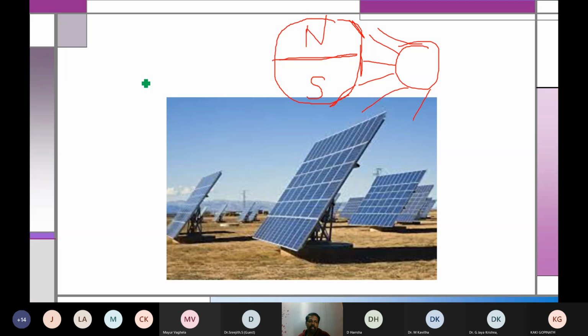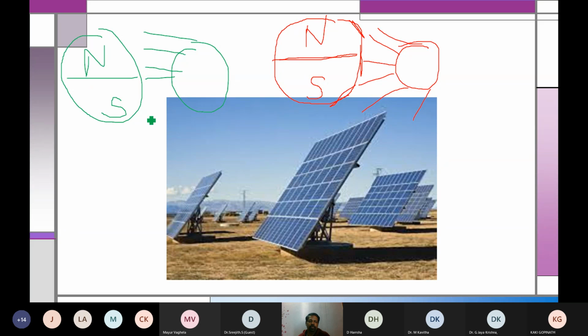Assuming the same Earth, same Sun, northern hemisphere, southern hemisphere. Instead of putting the panel horizontally, I'm tilting it like this. What will happen if I tilt it? All the radiations will fall on your panel, same as at the equator. Now, all the radiations are falling directly on the panel.